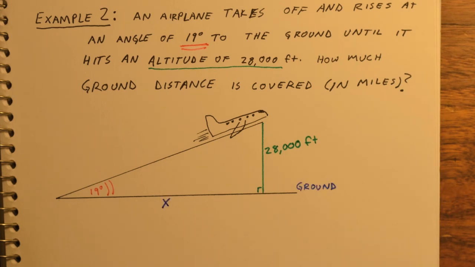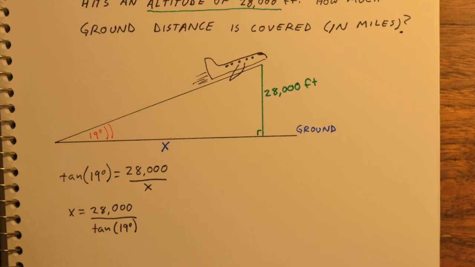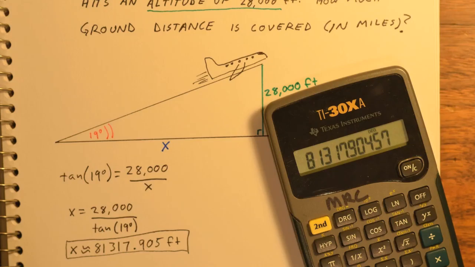So using 19 as an angle of reference, 28,000 then as an opposite, x is an adjacent, we'll use the tangent function. So the tangent of the angle is opposite over adjacent. Therefore, x is equal to 28,000 over tangent of 19, which gives us x is approximately 81,317.9 feet.